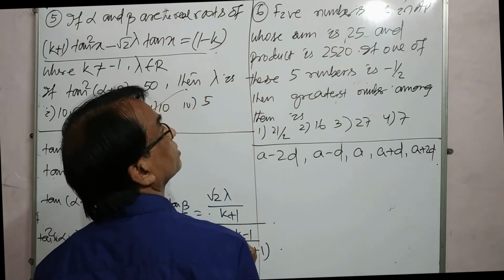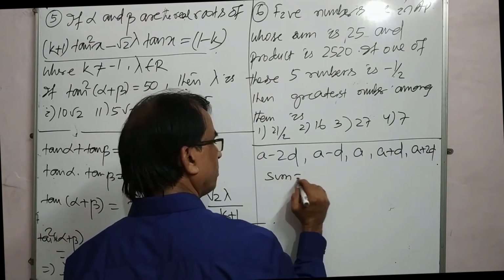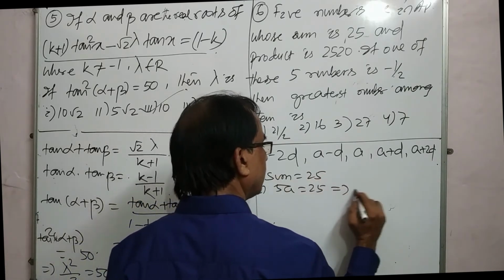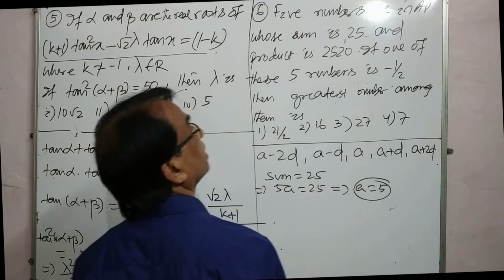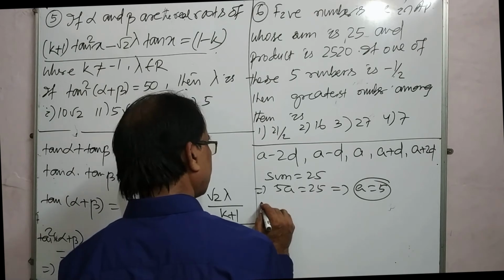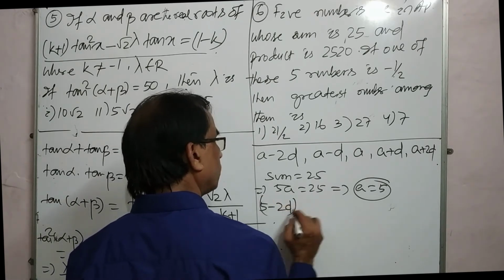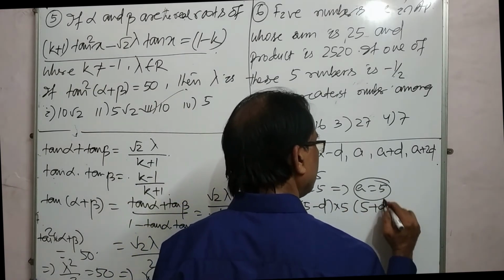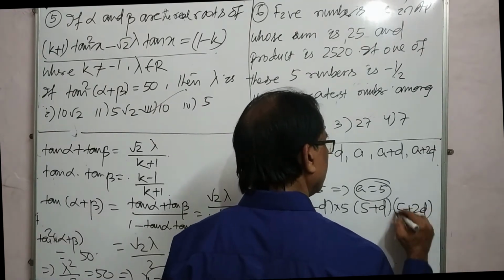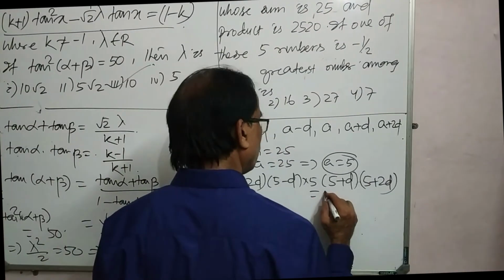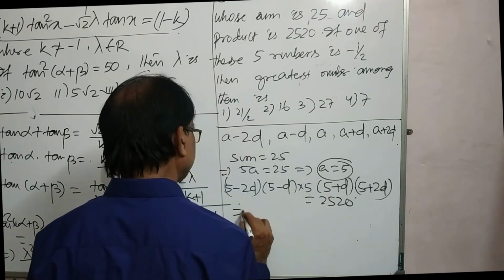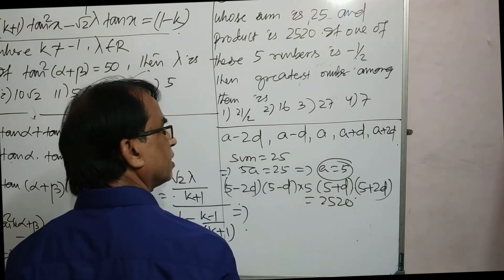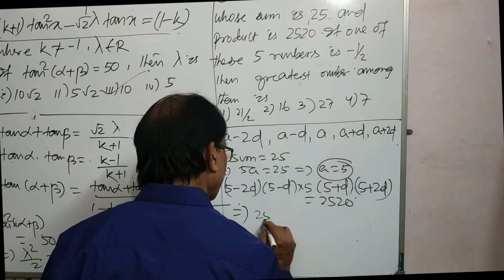Now what is given? The sum is 25. If you add all these, then 5a is equal to 25, and we get a is equal to 5. After this, the product is 5 minus 2d into 5 minus d into 5 into 5 plus d into 5 plus 2d, which is equal to 2520. Now the 5 cancels, and 5 minus 2d and 5 plus 2d, using a square minus b square, gives 25 minus 4d square.